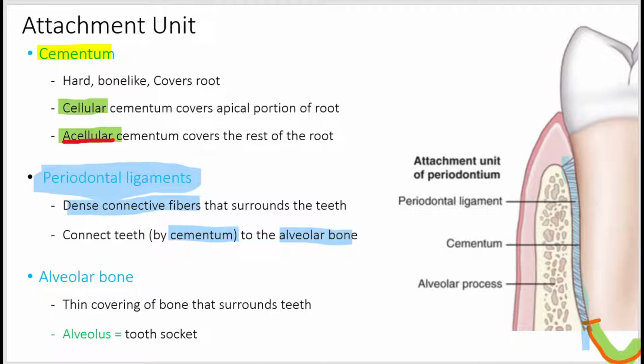Then we have the alveolar bone. And we know that the alveolar bone is the bone that holds the teeth in, so it's the bone that surrounds the teeth. And the tooth socket that actually holds the tooth in it, we call the alveolus.